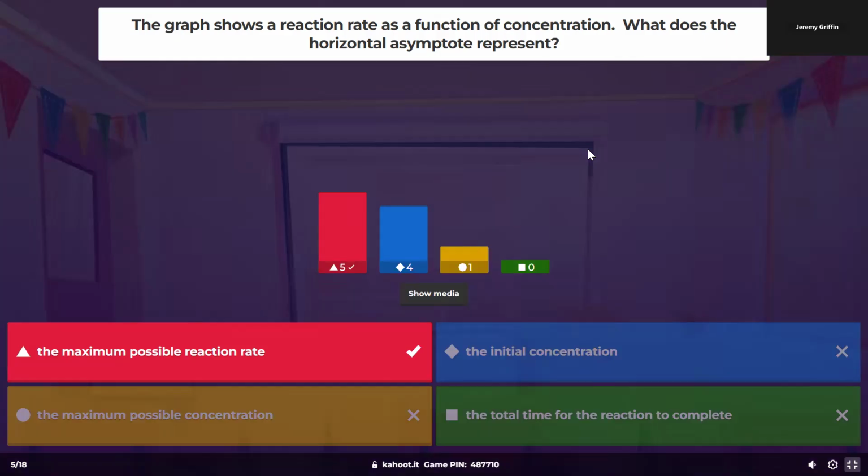Yeah, maximum reaction rate. Maximum possible reaction rate.